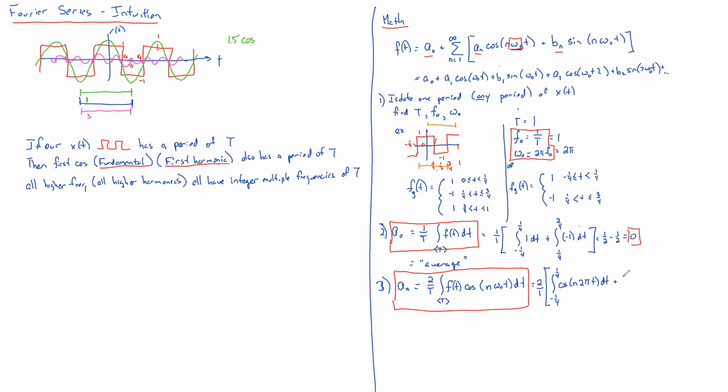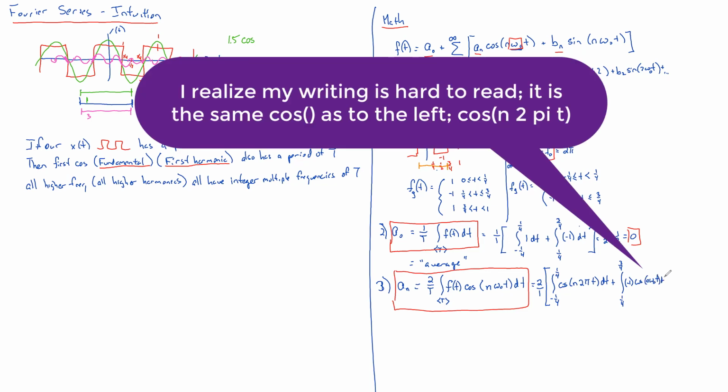And then to that, we're going to add an integral from 1/4 up to 3/4 of negative 1 cosine of n omega naught t dt. And when we do, I'm completely fine with working the integrals out. Does anyone want to see me work it out? Let me just start it off, the integral for this thing.